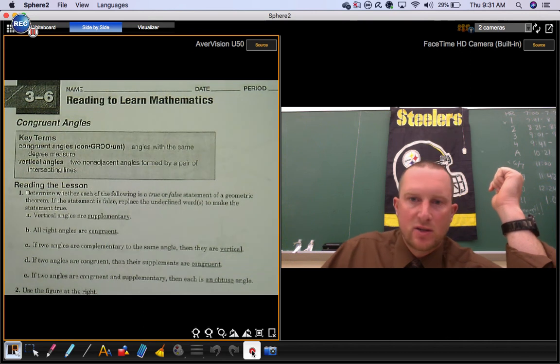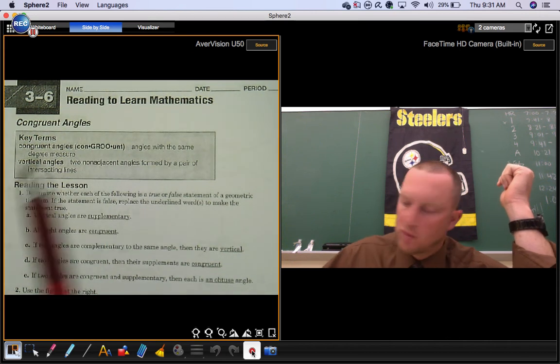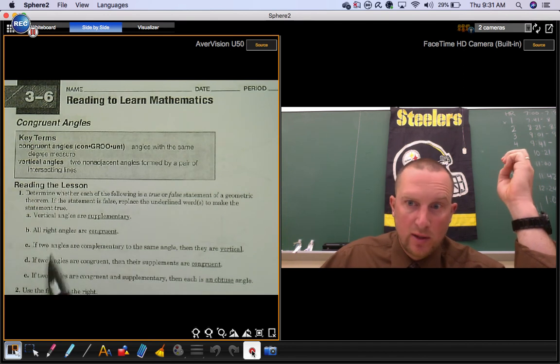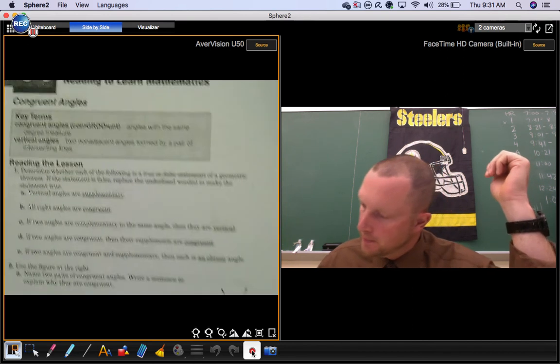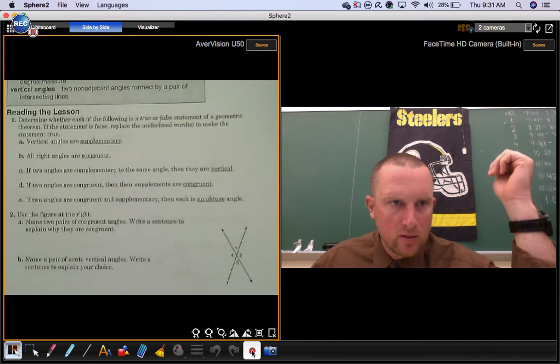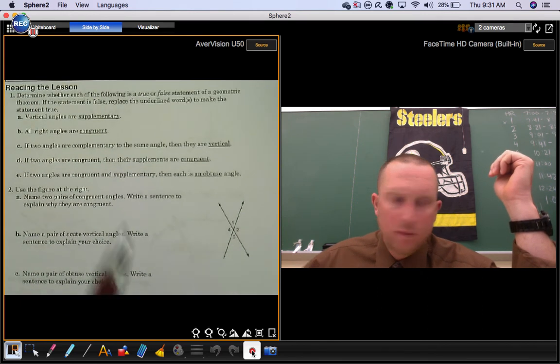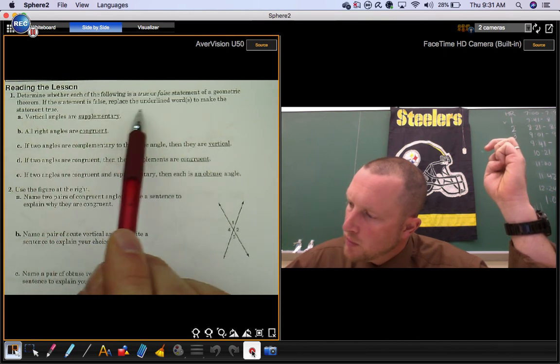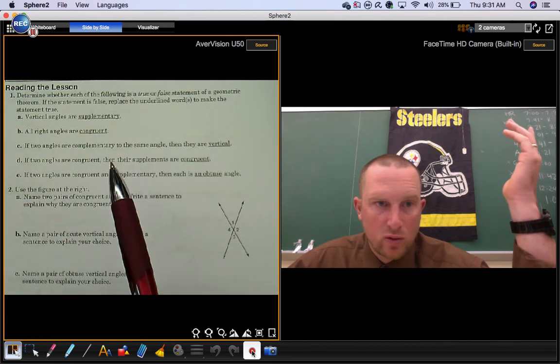Math page for section 3.6 on congruent angles. They tell you what congruent angles are, and they also tell you what vertical angles are, just in case you forgot. Let's look at number 1. Determine whether each of the following is true or false. If the statement is false, replace the underlined words to make the statement true.